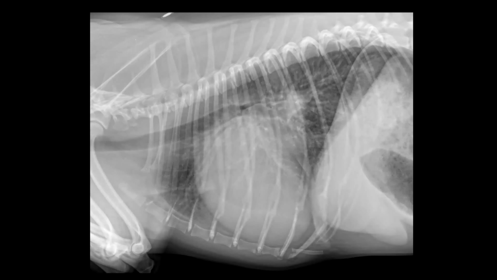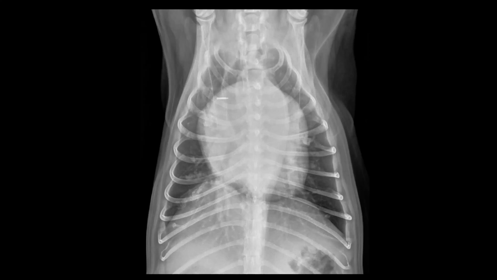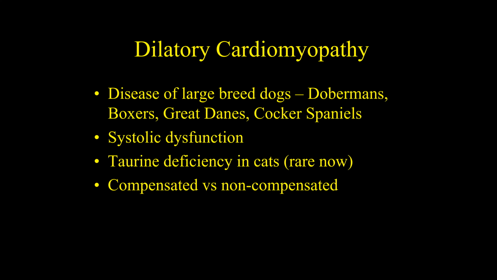And again, this is very, very common in small breed dogs as they get older. You can treat these dogs with drugs such as Vetmedin and Lasix to get rid of the edema and things like that. But the cardiologist will advise you better on how to treat these dogs.